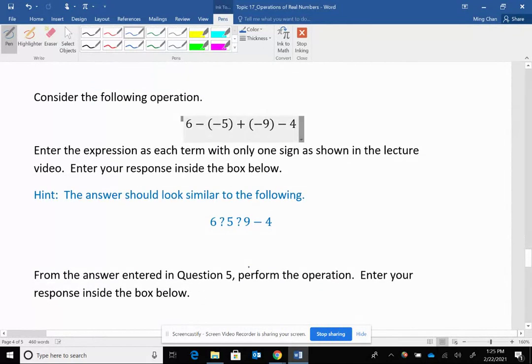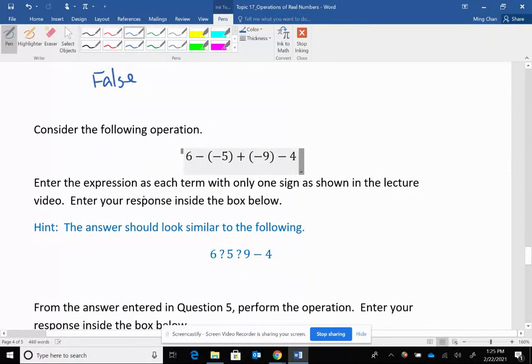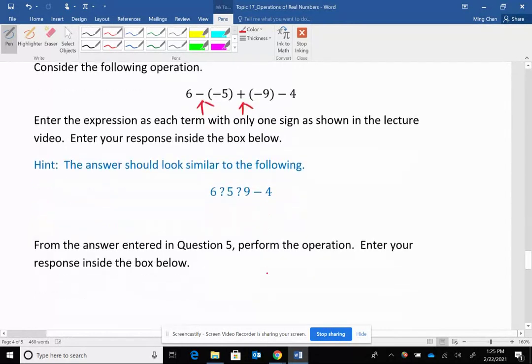Okay. All right. Consider the following operation. Enter the expression as each term with only 1 sign. So what that means is you need to identify how many terms you have. For the terms that have 2 signs, you need to go ahead and make them 1 sign. And what you enter will look something like this, right? The last term is -4, okay? The first term is still going to be +6. So what do your second term and your third term become? Enter them. Do not add and subtract them. Just enter the whole entire expression.